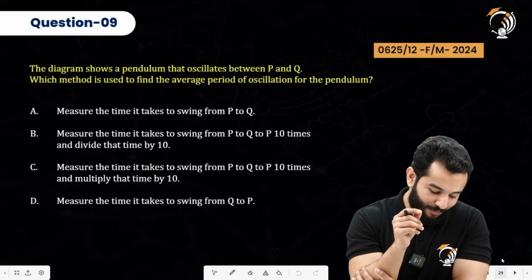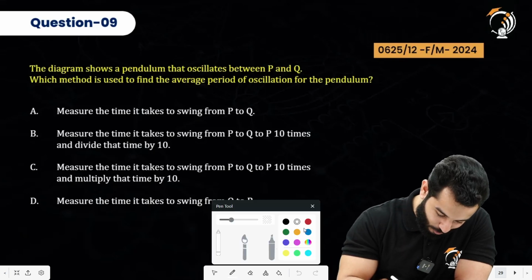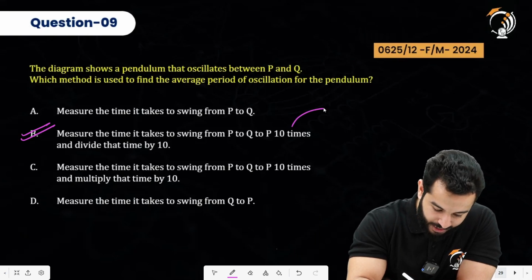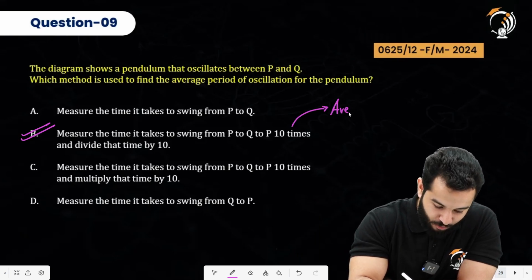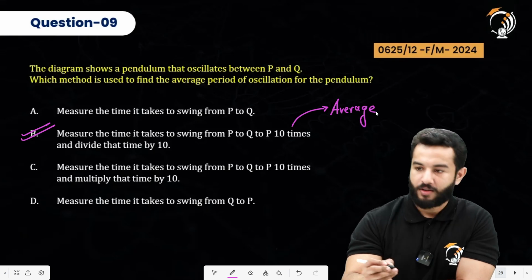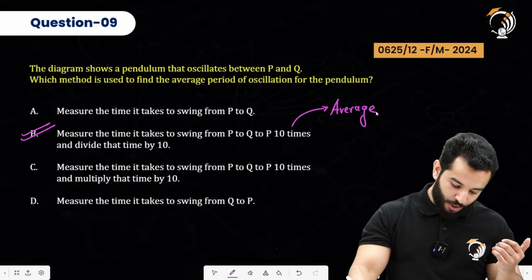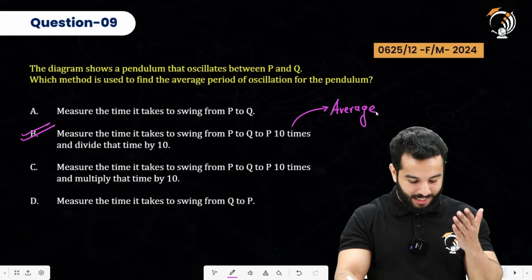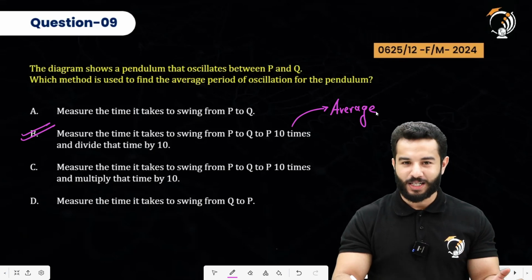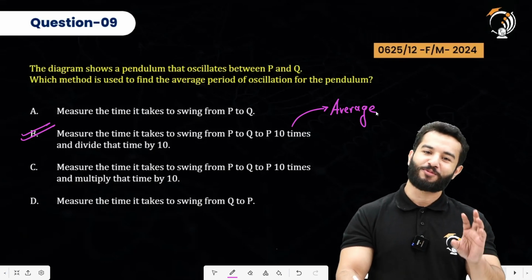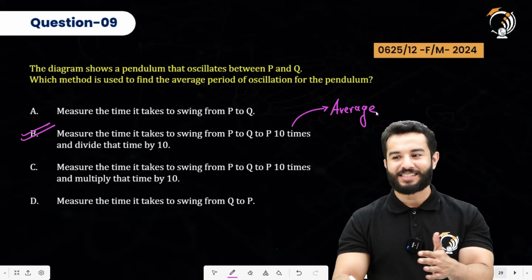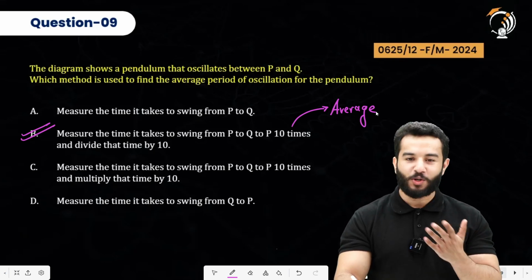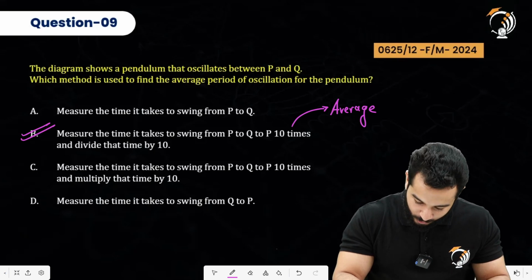10 times and divided by 10 times, this seems almost correct, but we are going to look at the other option as well. Here we are measuring it and we are also taking the average values. Right? So this is absolutely correct. Measure the time it takes to swing from P to Q to P 10 times and multiply that time by 10. You don't have to multiply it, right? Multiplying it will give you a value 10 times bigger plus errors, right? D is measure the time it takes to swing from Q to P. That's also not true.